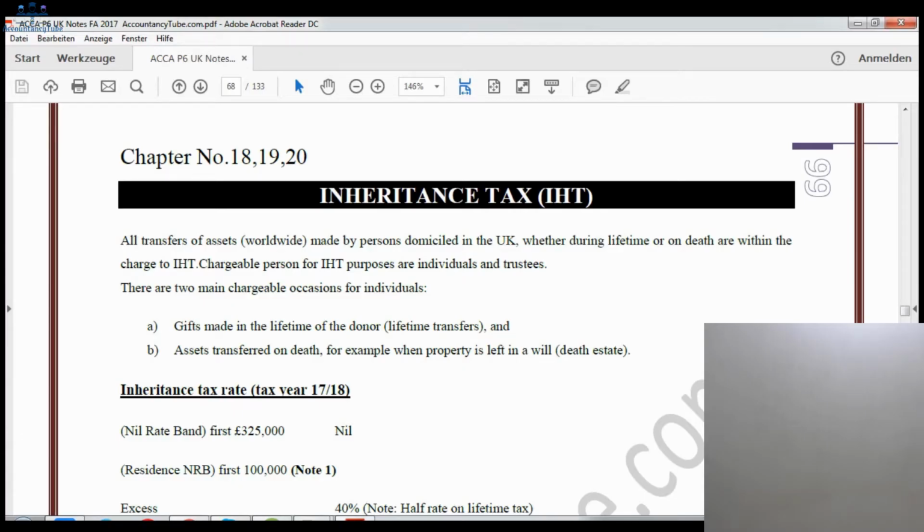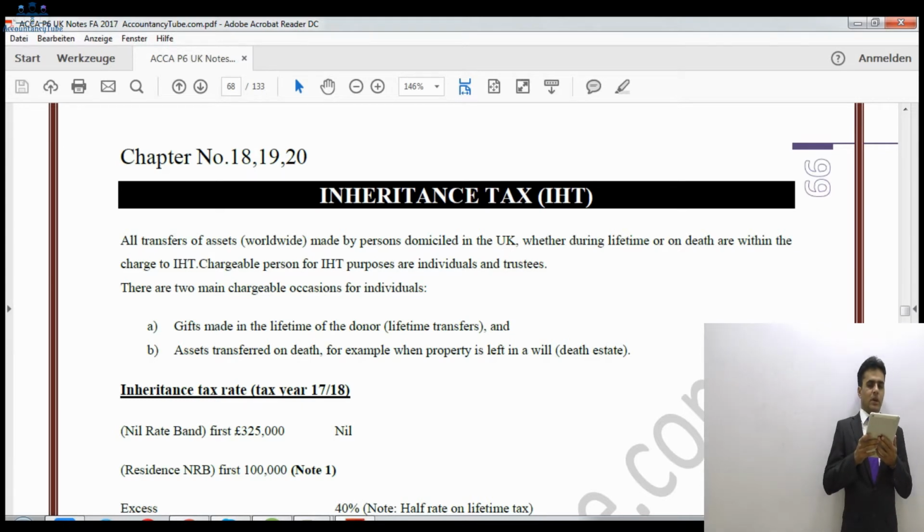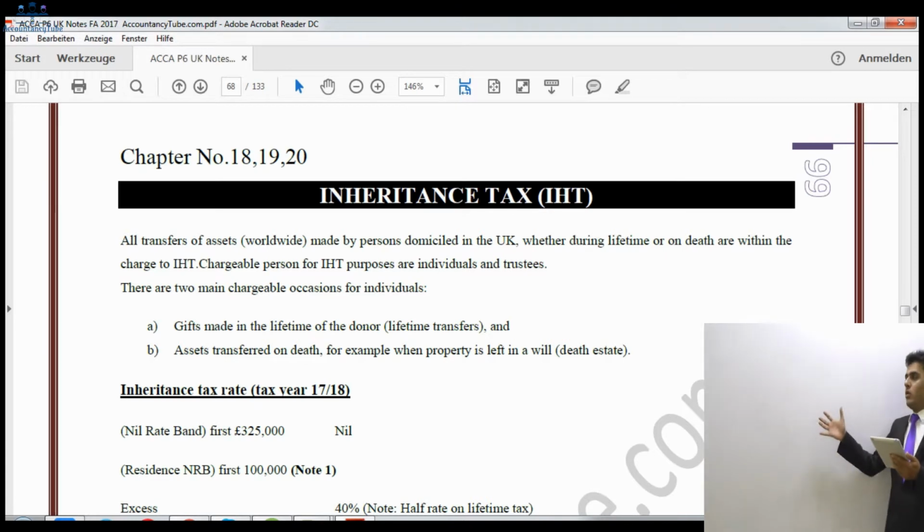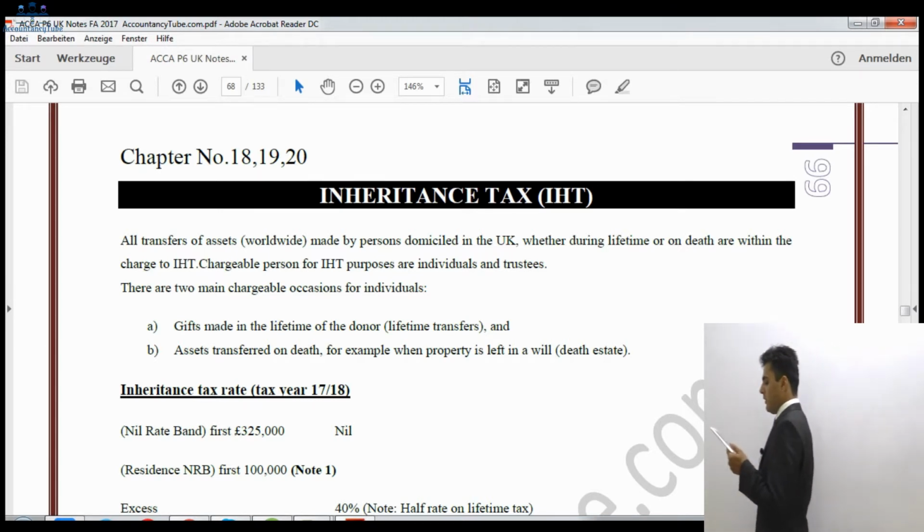Now if you could please open your BPP exam kit, the AccountancyTube lecture notes, chapters 18, 19 and 20, page number 66 of your P6 lecture notes. As you can see on your screen as well, inheritance tax. It is exactly the same stuff which we have already seen: gifts made during the lifetime of the donor and assets transferred on death. I've shown you on the board as well, with a little diagram, and explained it in detail. There will be one lifetime transfer and there will be one death transfer as well.